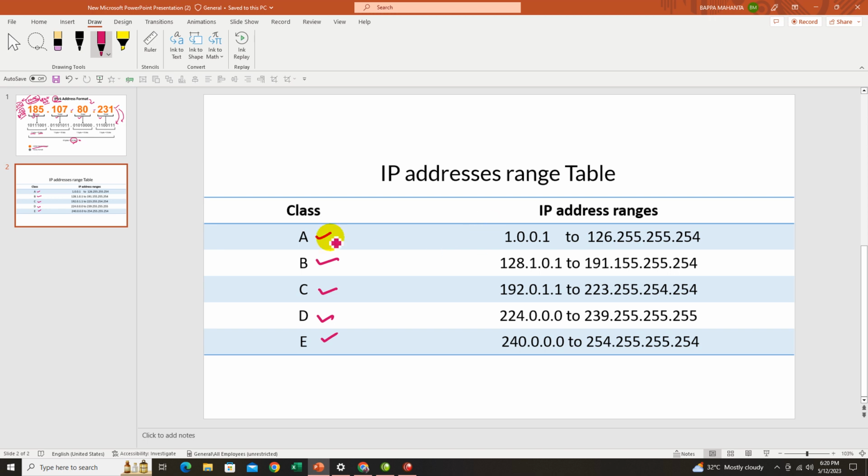Whenever you find any IP address, if the starting number is between 1 and 126, then that IP will be considered as class A.